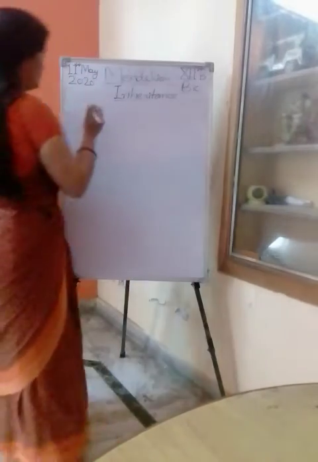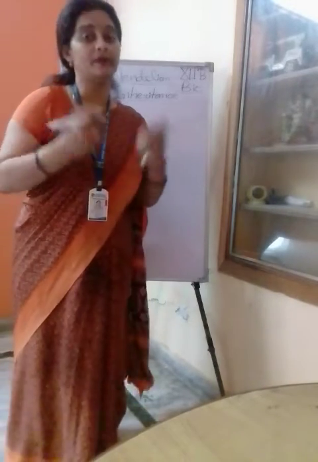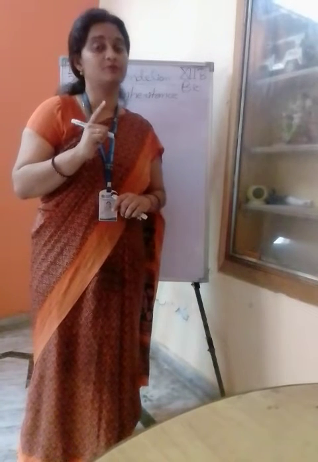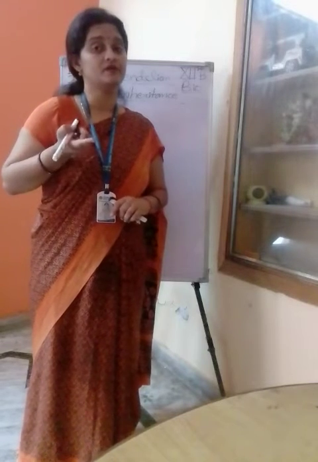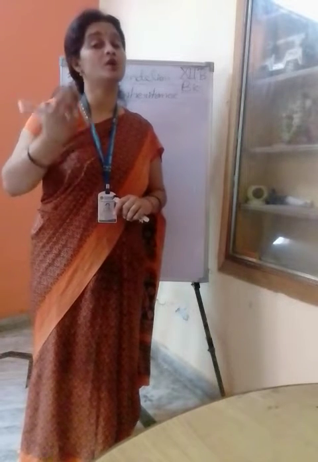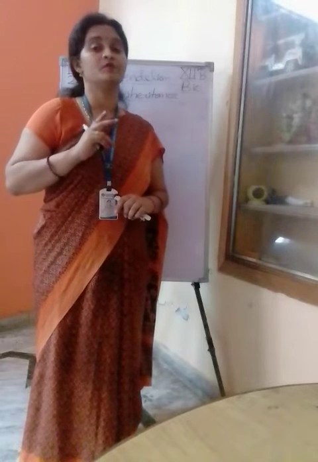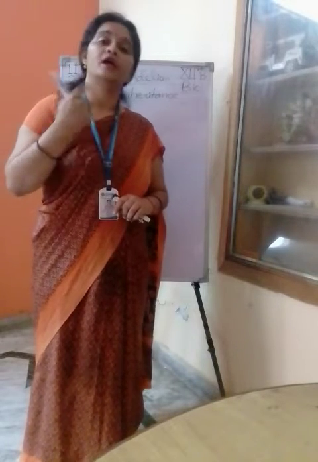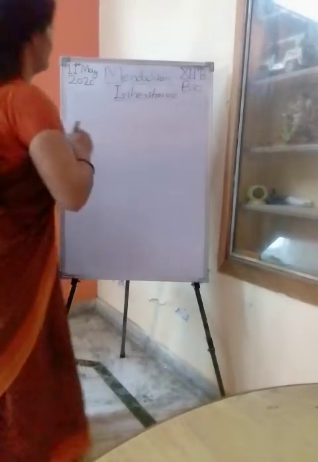Do you know how many laws were given by Mendel? There are 3 laws. The first law is the law of dominance and recessive. The second law is the law of segregation. The third law is the law of independent assortment. But today we will describe 2 laws: the law of dominance and recessive, and the law of segregation. Understand that? Let me start.